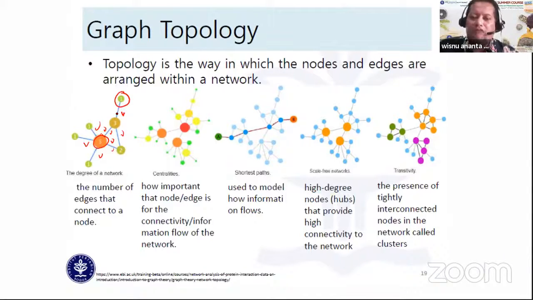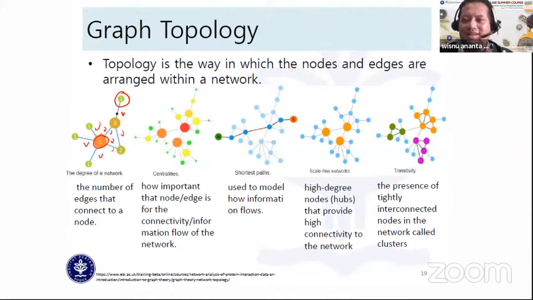And high degree nodes, or hubs, provide connectivity to the network. This is a scale-free network. So a scale-free network, like protein-protein interaction, belongs to the scale-free networks. High degree nodes provide high connectivity to the network, because in protein-protein interaction models, we find some proteins that have a high degree. For example, in diabetes, insulin genes or proteins have a high degree.